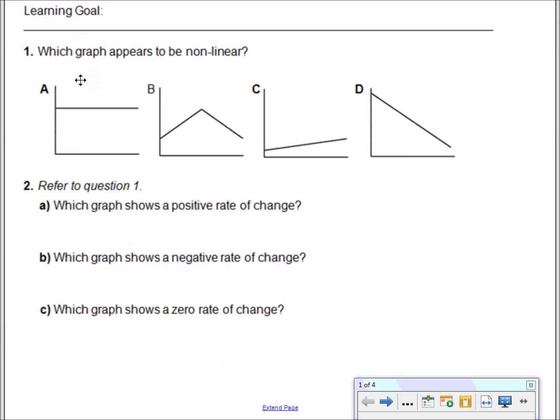Okay. Next one. Can you guys see it all right? I didn't close blinds or anything this time.